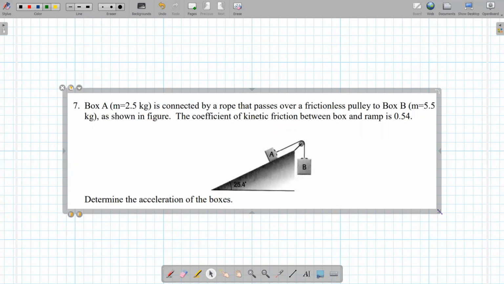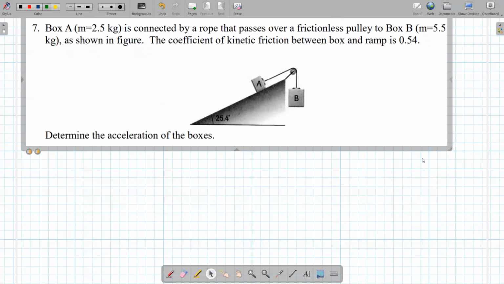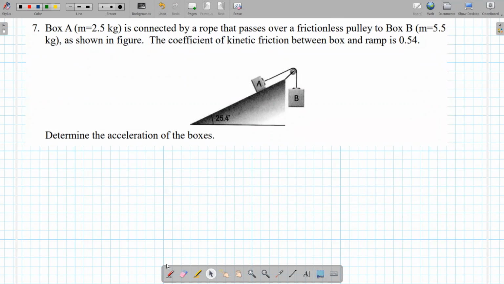I like it. So remember, in this question you have two different boxes. You need to do them one at a time. We basically did this yesterday, so we can speed through this. I'm gonna focus on the top one first, to draw the free body diagram of the top one. What's this guy's mass? Box A is 2.5 kilograms. It's gonna have an FG going straight downwards. This angle is 25.4, and then Fn is gonna go that way.